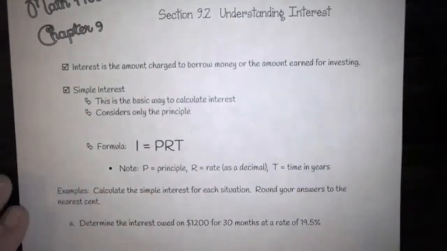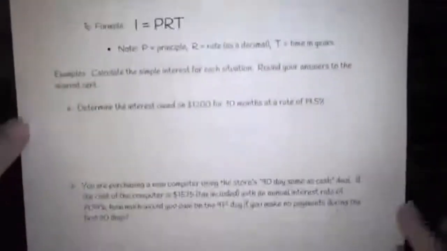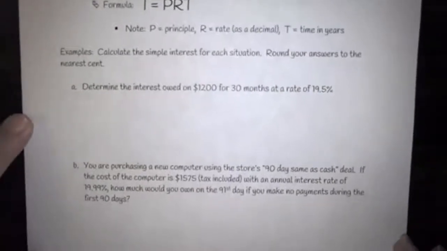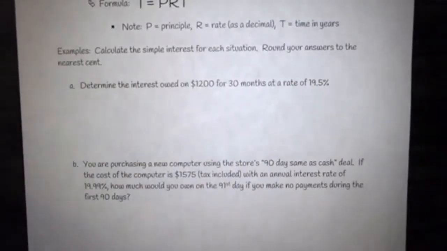So let's do some examples of simple interest. Now each situation is going to be different, but the root of attack is going to be the same, that you still are using your interest formula. What you have to be able to do is to recognize the type of question you're being asked so that you can recognize the formula you have to use. So here it says calculate the simple interest for the situation. And of course round your answers to the nearest cent. So we have determine the interest owed on $1,200 for 30 months at a rate of 19.5%.